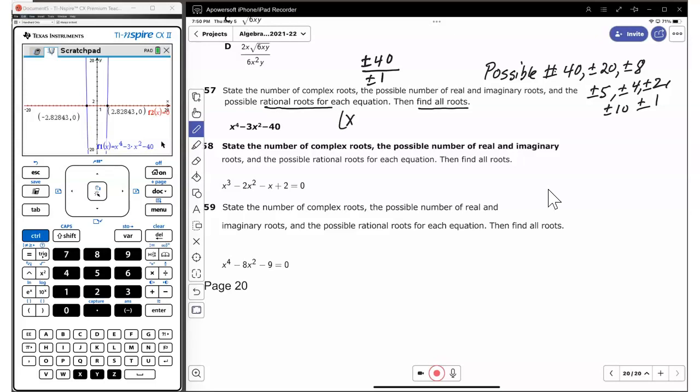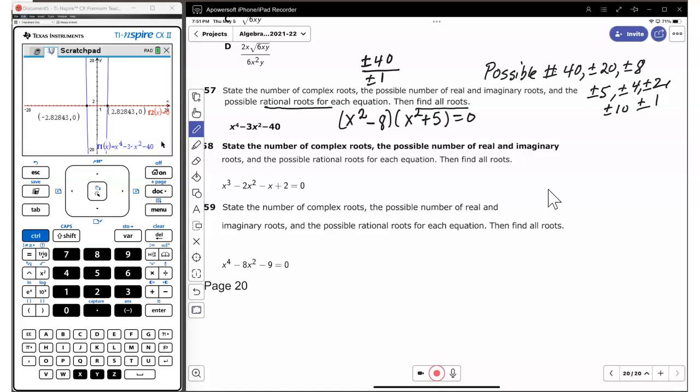So we know that x to the fourth minus 3x squared minus 40 is the same thing as x squared, and 40 has the factors of 8 and 5. So x squared minus 8 times x squared plus 5 equals 0. You notice that if we were to do the FOIL method, we would come back with x to the fourth minus 3x squared minus 40 equals 0.